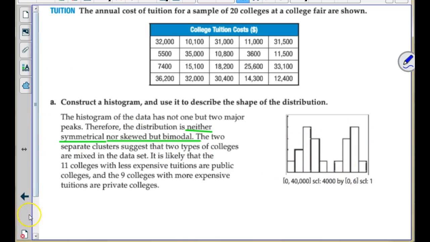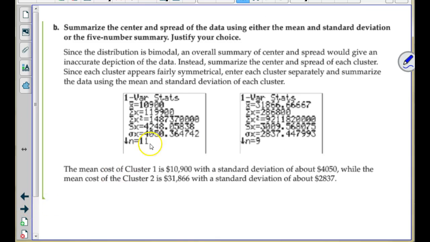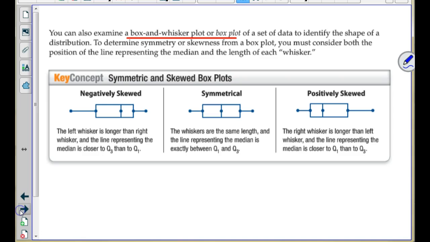And in that case, if I had made you describe it, which I won't, you could describe it separately. You could say the mean of cluster 1 is this with a standard deviation of this, while the mean of cluster 2 is this with a standard deviation of this, because that's a huge difference, right? So they did them separately.